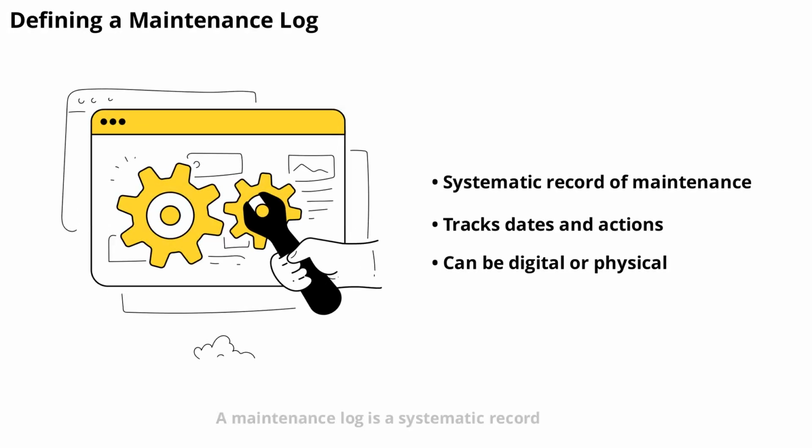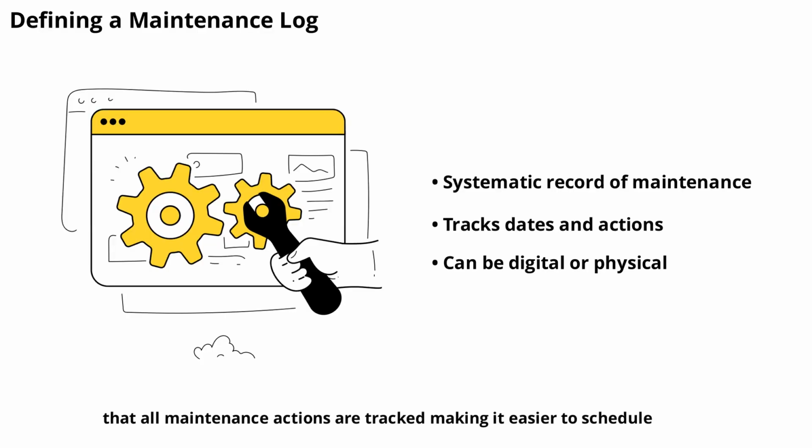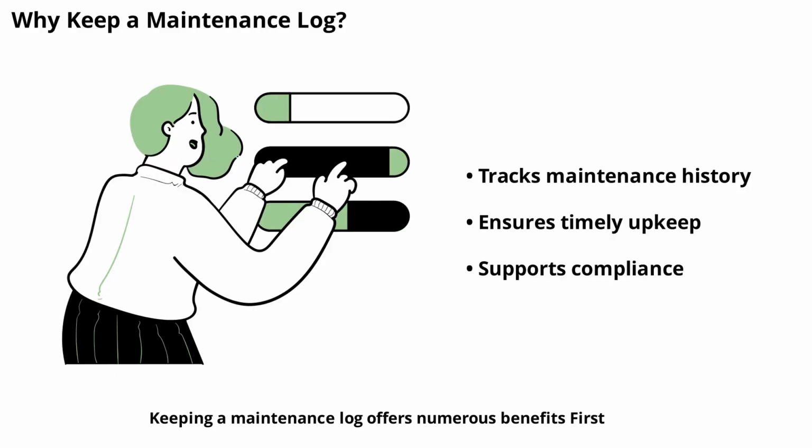A maintenance log is a systematic record that documents all maintenance activities performed on equipment, machinery, vehicles, or facilities. It typically includes details such as the date of service, the type of maintenance performed, the person responsible, and any observations or issues noted. This log can be kept in a physical notebook, a spreadsheet, or specialized software, depending on the complexity of your needs. The primary goal is to ensure that all maintenance actions are tracked, making it easier to schedule future tasks and identify recurring problems.